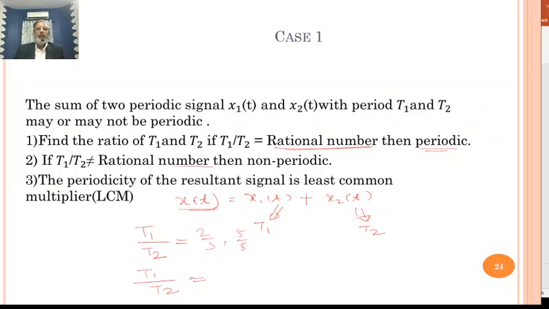Once we know whether it is periodic or non-periodic, if the signal is periodic, then we will find the period of this x of t, which we will denote by T. This period T is the LCM of T1 and T2, that is, find the LCM of T1 and T2, and the LCM of T1 and T2 is nothing but the period of that x of t.